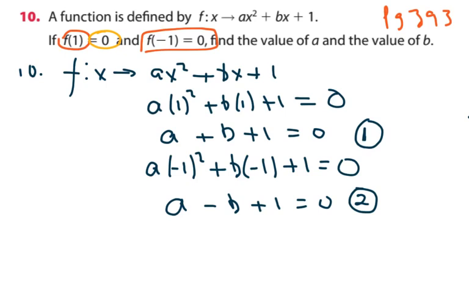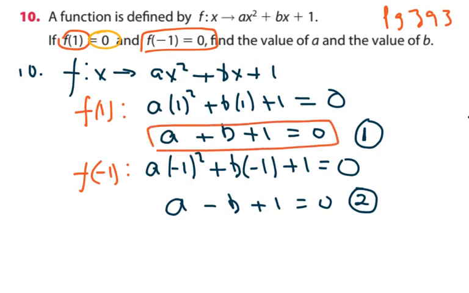So, in fact, something I would like to have done, I probably would like to write that this is f of 1 is equal to that, and f of minus 1 is equal to this. I would like to see that written down in the books as well. Now we have these two formulas here, and you solve using simultaneous equations.